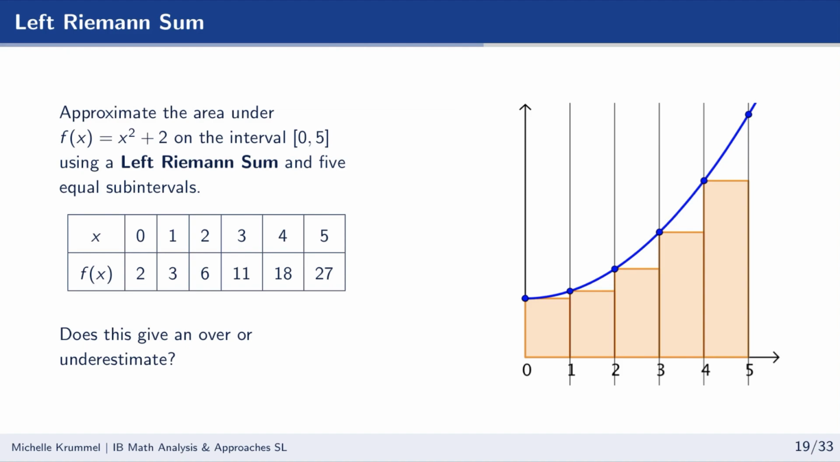And we have some table values that are going to help us out here. We're going to use the left Riemann sum and 5 equal sub-intervals. So the width of each of your sub-intervals has to be the same. And that means we're going to go from 0 to 1, 1 to 2, 2 to 3, 3 to 4, 4 to 5. That gives us 5 sub-intervals.